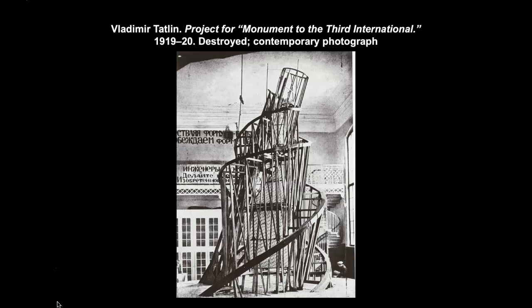So a little background. The Russian Revolution happened in 1917, also known as the October Revolution. That needs to be kind of in the back of your mind about what had just happened. So let's start off with Vladimir Tatlin. This is Project for Monument to the Third International. So Tatlin is a communist, and so this is part of the goal of creating a utopian society.